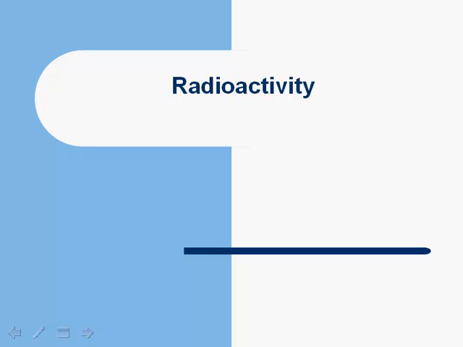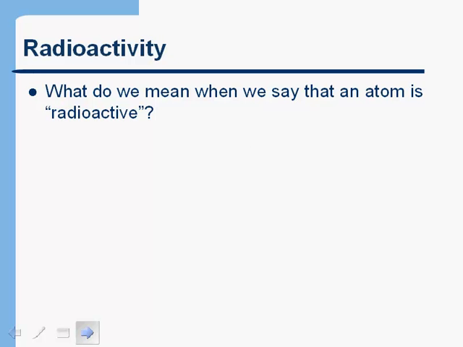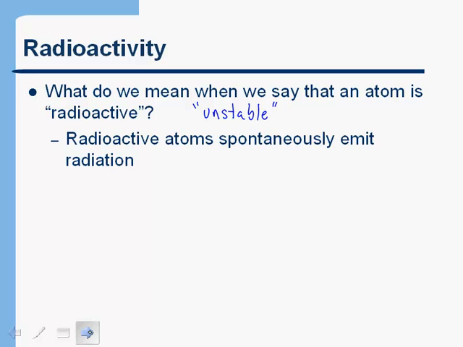Today we're going to be talking about radioactivity. So the first thing we want to understand is, what do we mean when we say that an atom is radioactive? When you hear the term radioactive, you want to think about unstable. A radioactive atom is unstable, and therefore it has to figure out a way to become stable. The way it does that is it will emit radiation.